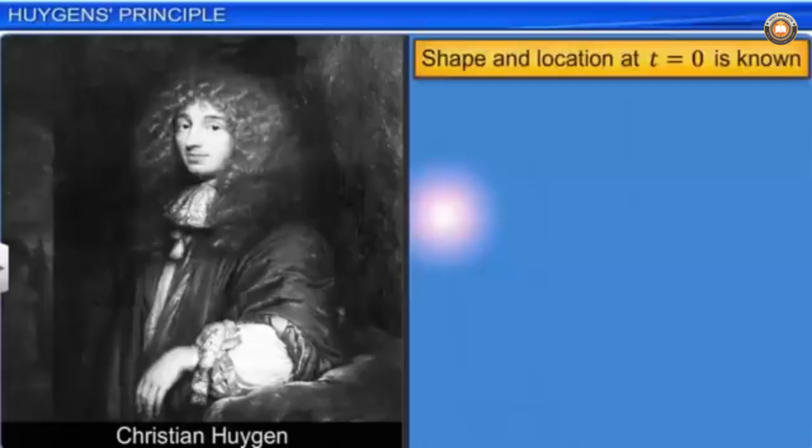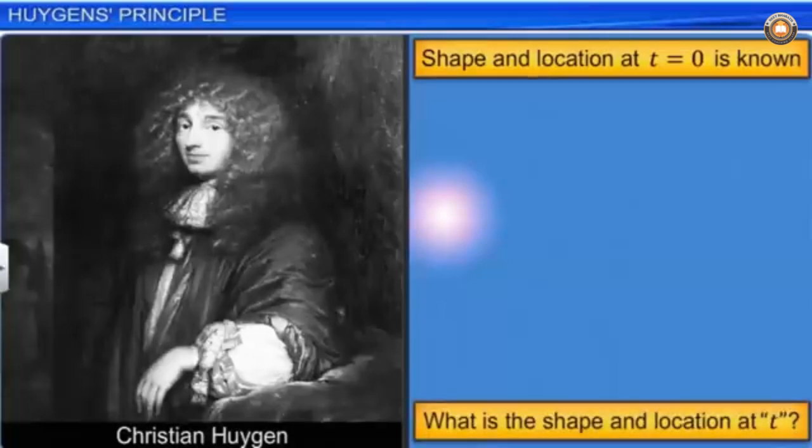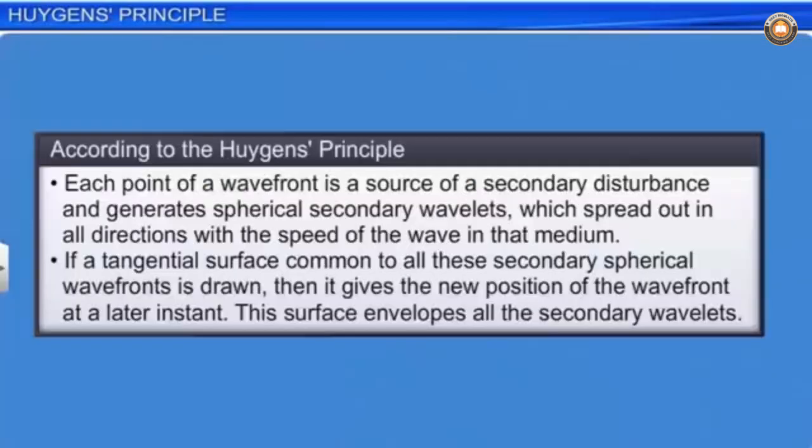Christian Huygens proposed a geometrical method known as the Huygens principle for finding the shape and location of a wavefront at some instant from the knowledge of the shape and location of the same wavefront at an earlier instant. According to Huygens' principle, each point of a wavefront is a source of a secondary disturbance and generates spherical secondary wavelets, which spread out in all directions with the speed of the wave in that medium.